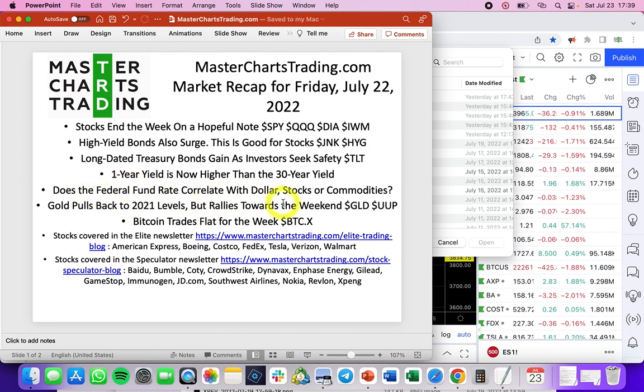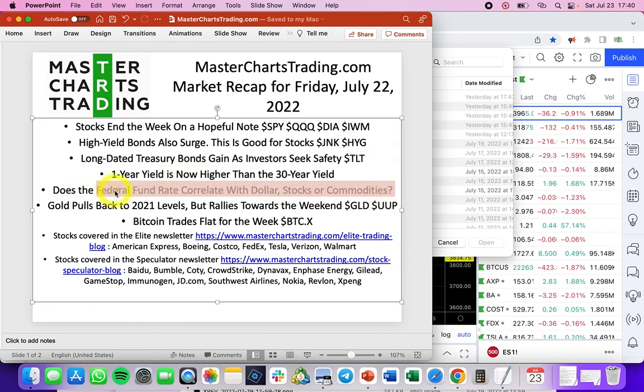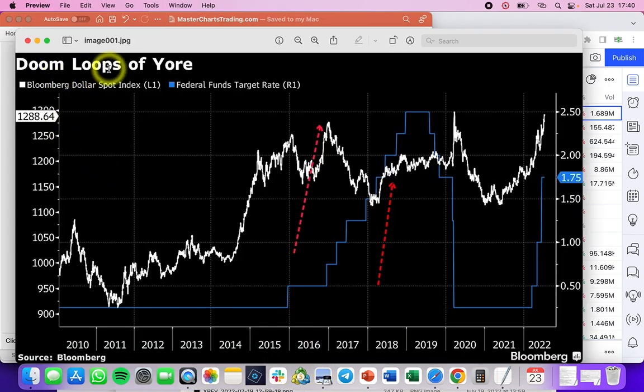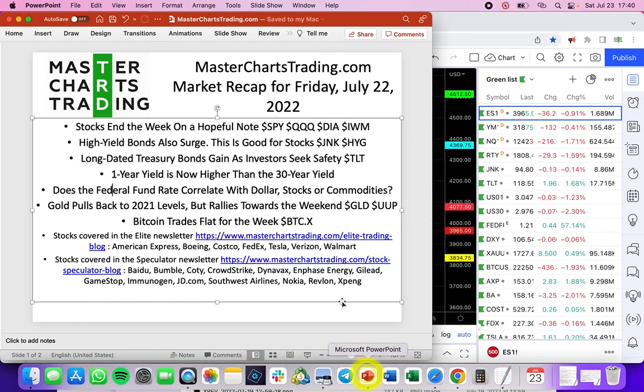I will try to do some fundamental analysis. I'm going to be first to admit that I'm not really great at it, but we'll look at intermarket analysis. So we'll see if the federal funds rate correlates with the dollar, stocks or commodities, because I recently got this email and I'm looking at this doom loops of yours. So dollar index versus the federal funds rate. Do we need to worry about it? So stay tuned for that. We'll also look at gold and Bitcoin as it trades flat for the week.